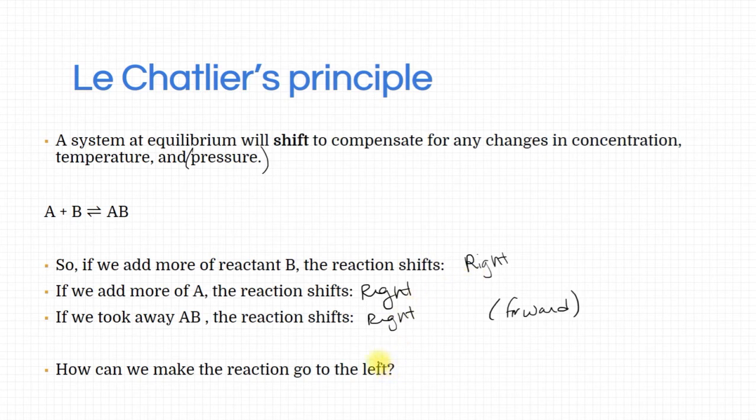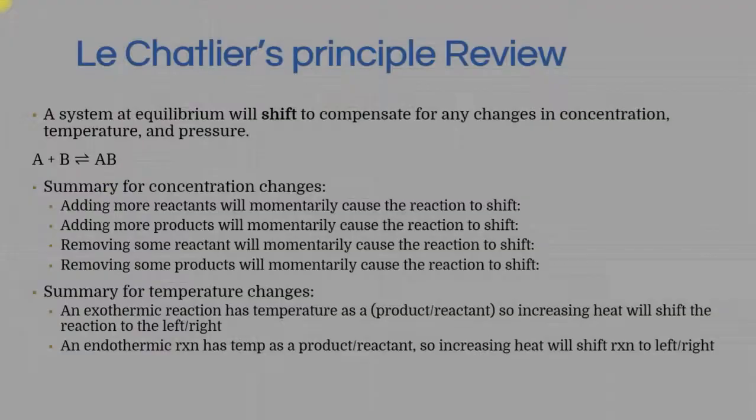So then of course the question is, what do I have to do to make it go to the left? Maybe I want the reactants to be separate. Well, there's a couple things. You could increase the product, or you could decrease any one of the reactants. Both of those are going to cause it to shift back towards A plus B.